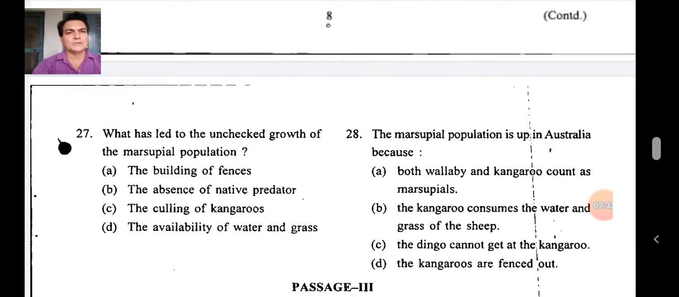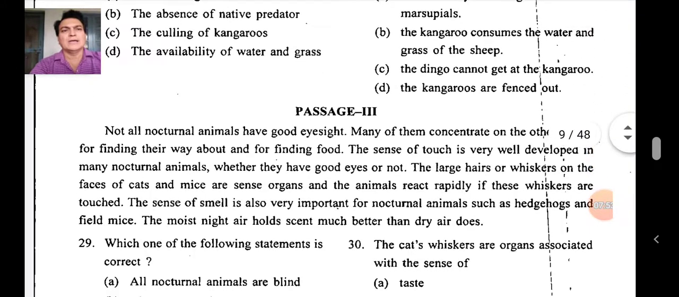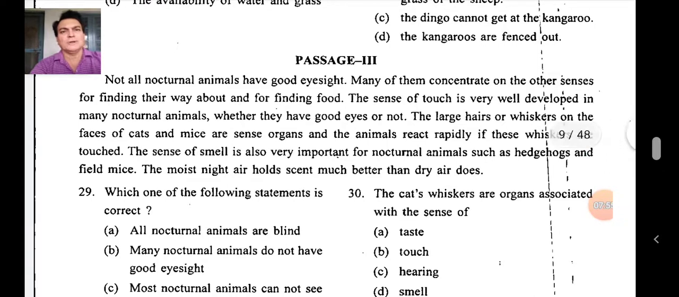So here in the case of question number 28, the answer is C. The dingo cannot get at the kangaroo because a fence is erected there, a fence is built there. So let's move on to the next passage, passage number 3.